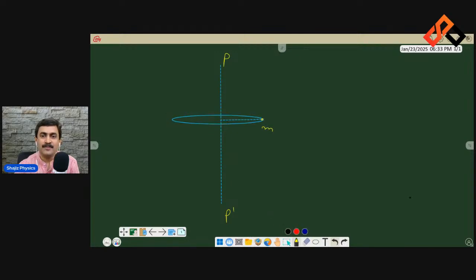Now, this distance from the axis of rotation acts as the radius of the circular path. Let it be r, small r. So a particle of mass m is rotating about the axis P dashed, and it is at a distance r from the axis of rotation, so that we can understand that it will be taking a circular path with the radius r.